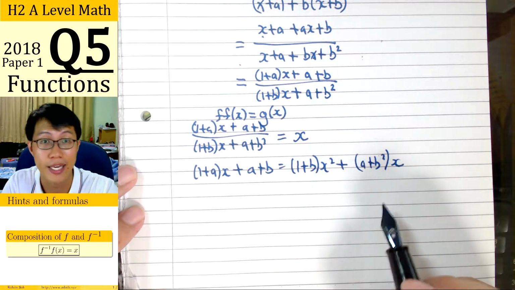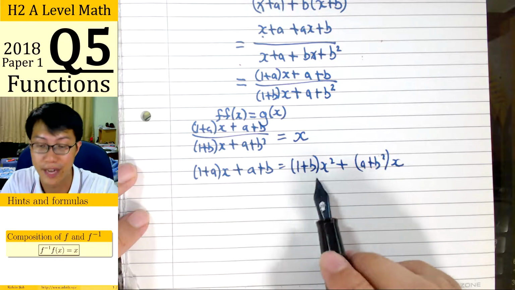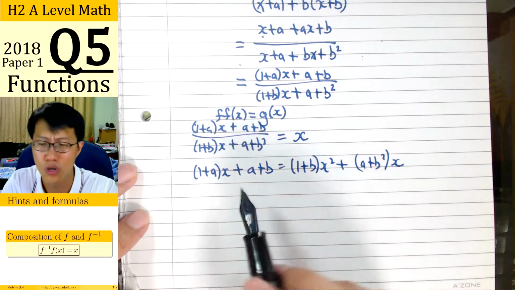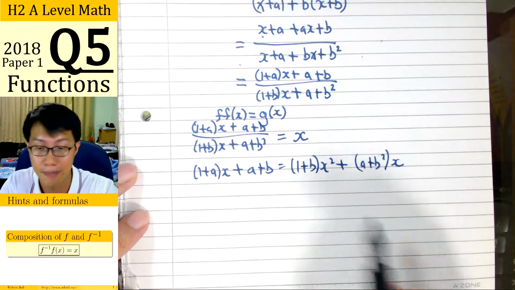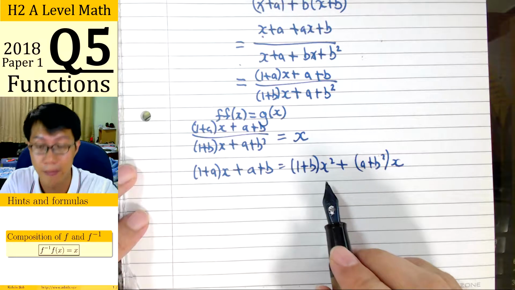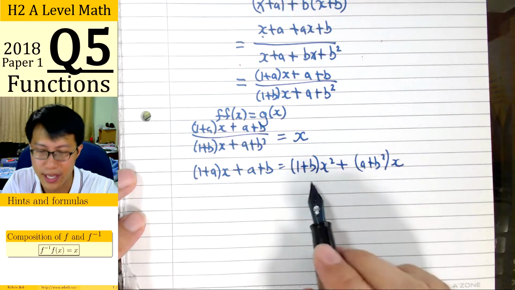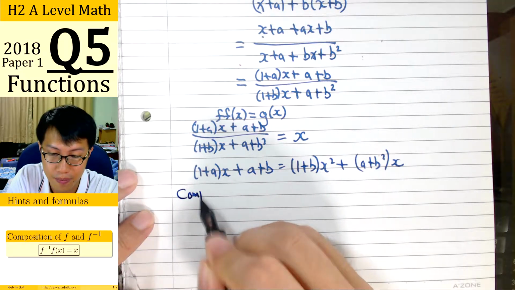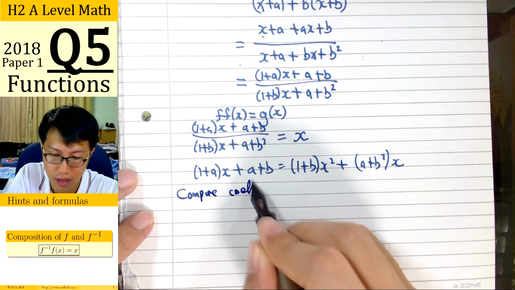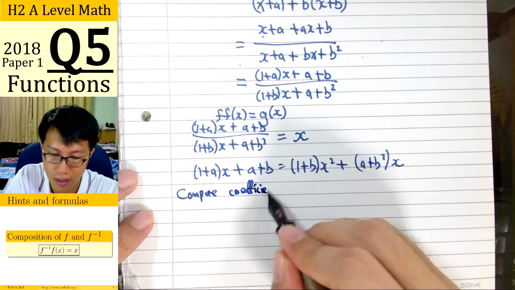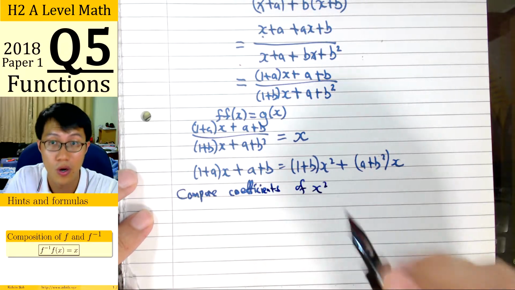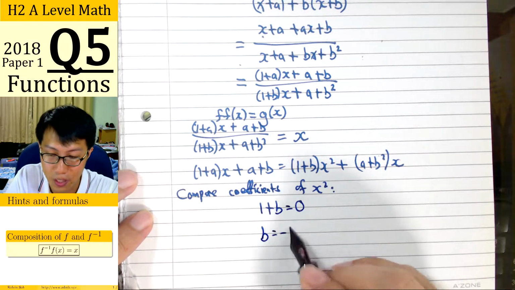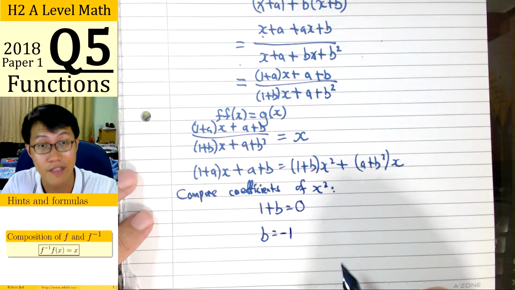For such cases, we can compare coefficients. So we can compare the coefficient of x squared. So this side doesn't have x squared, this side has x squared, so we can compare coefficients. We can also compare coefficients of x as well as the constant, but the simplest way to solve this question is simply to compare the coefficient of x squared, since we only are interested in the value of b and not a. So what we have, if we compare coefficients of x squared, we have 1 plus b is equal to 0, giving us b equals minus 1. And that is our answer for the first part of the question.